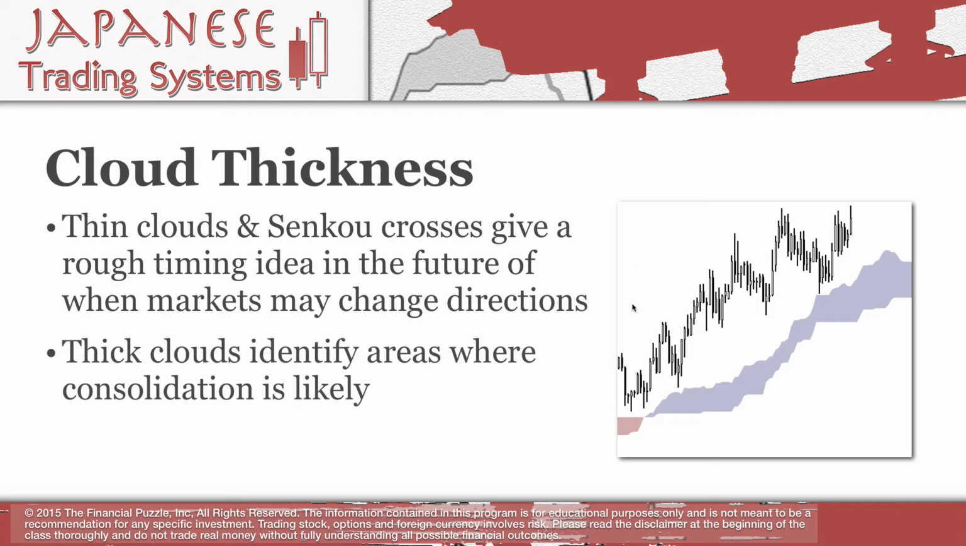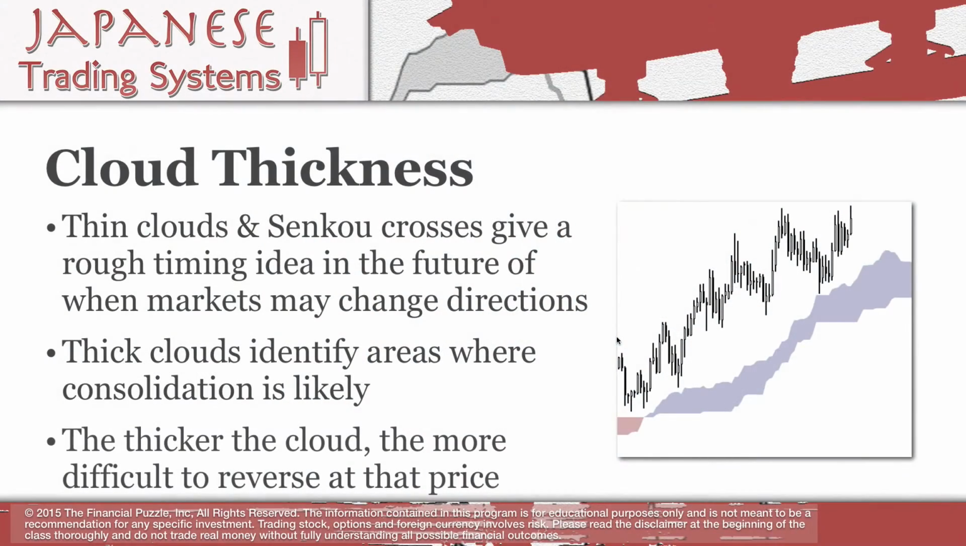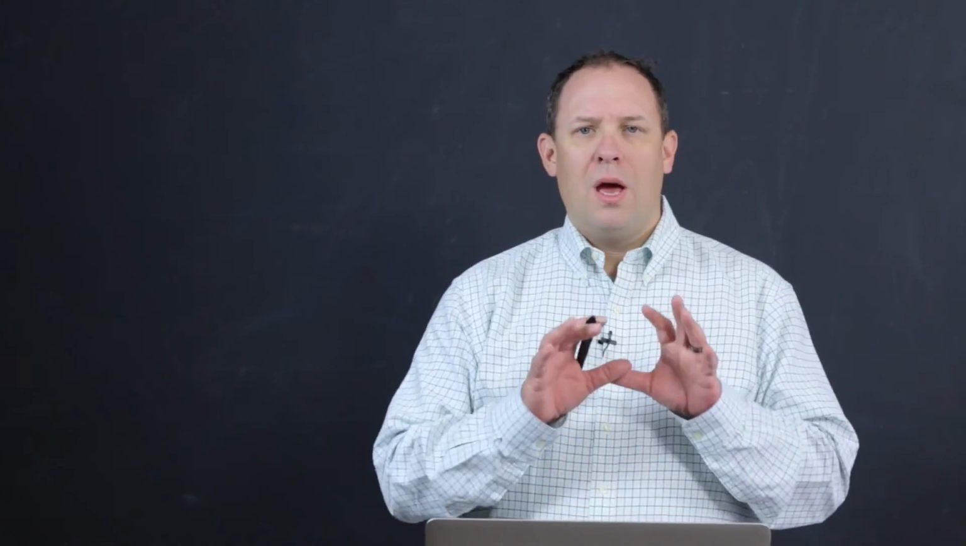Thick clouds identify areas where consolidation is likely. So there's two distinctions here. Thin clouds identify areas where reversal is likely. Thick clouds identify areas where consolidation is likely. And here's the key principle here. The thicker the cloud, the more difficult it is to reverse at that price point. The thicker the cloud, the more difficult. So let's take a look at a couple of examples here. And again, I know I'm just kind of dumping data at you right now. We'll look at a lot more examples. We'll start to kind of ingrain this more. I'm just trying to get the key principles out for you to understand at this point.